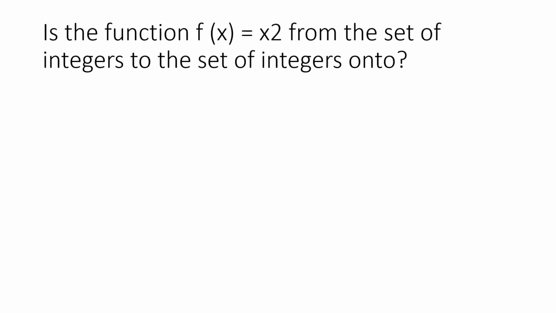Is the function f of x equals x squared from the set of integers to the set of integers onto? For the solution, the function f is not onto because there would be no integer x with x squared equals negative 1. For instance, by that example alone, we can conclude that the function f of x equals x squared is not onto.